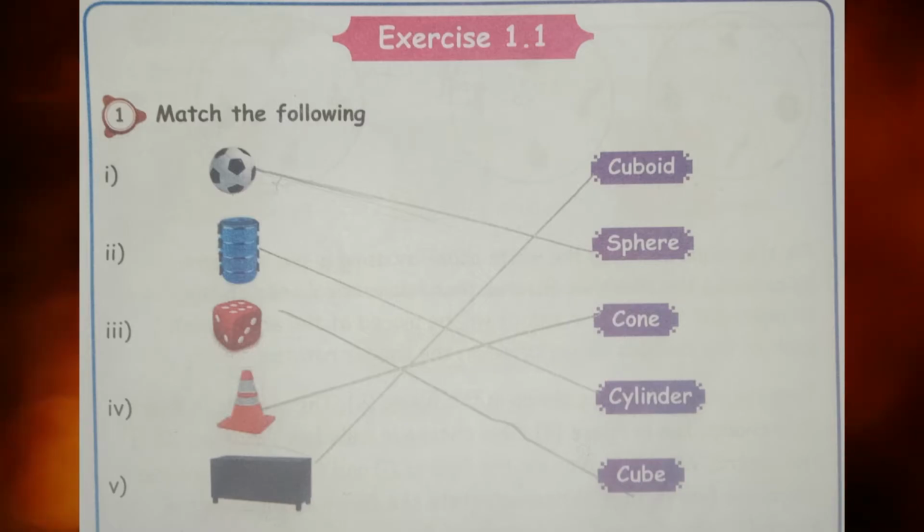Now let us move on to the exercises. Match the following. We have to match the objects with their shapes. First one is ball. What is the shape of the ball? Yes, it is sphere in shape. The next object is tiffin box and it is in the shape of cylinder. The third one is dice. It is in the shape of cube. The fourth object is in the shape of cone. And the fifth object is in the shape of cuboid.